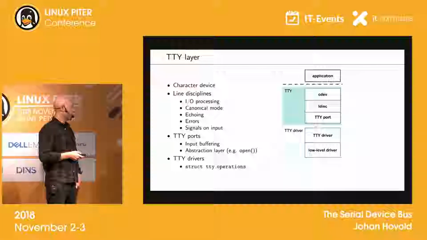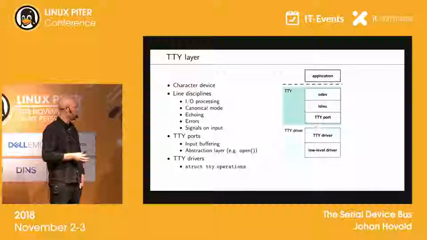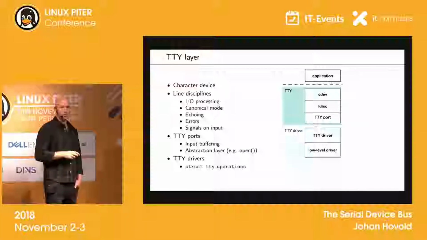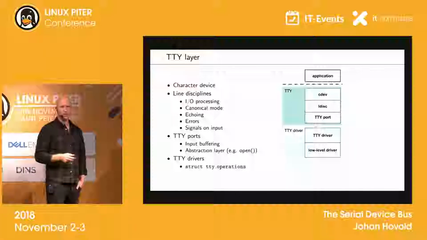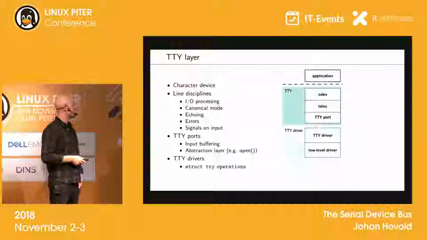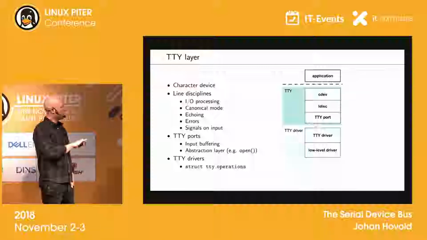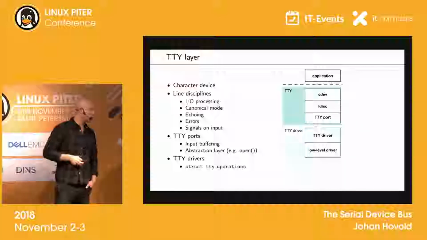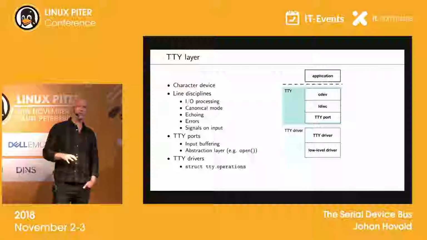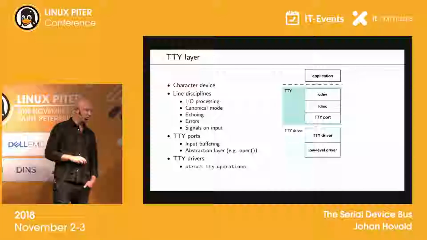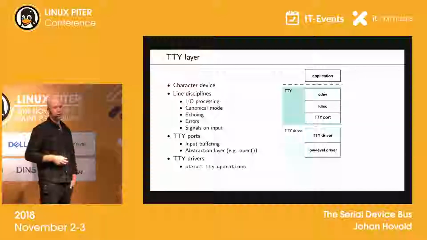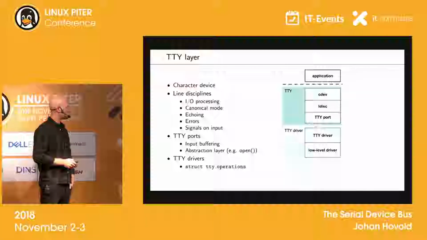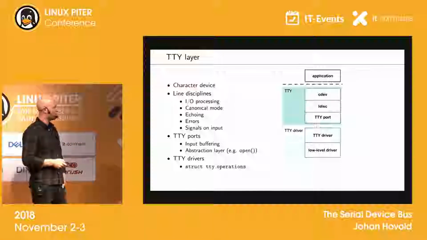Beneath the line discipline, we have the TTY ports, which is where the input buffering is implemented. And this is a kind of abstraction layer for dealing with the POSIX semantics involved. When opening a port, you need to raise the modem control signals, DTR, RTS, and so on. Beneath the TTY layer, we have the actual TTY drivers, which know how to speak to the particular hardware in question. And in this image, I've divided it up in a core part TTY driver and a lower level driver, because this is often how it looks in the kernel. We have the serial core with all its various serial drivers, and USB serial uses a similar division. The TTY drivers define a set of TTY operations which the upper layers call into.